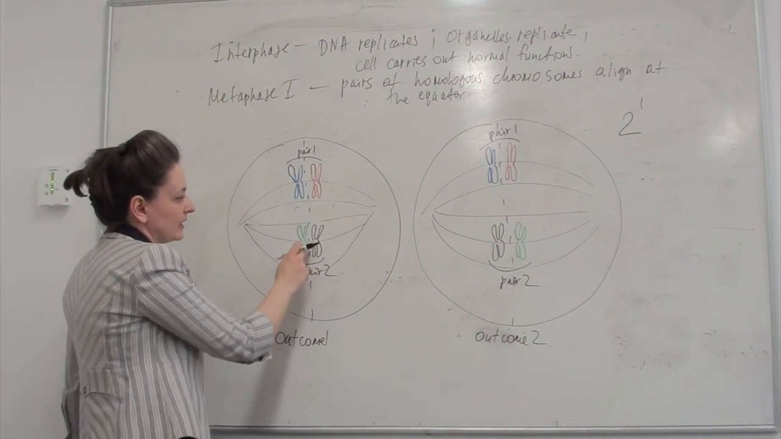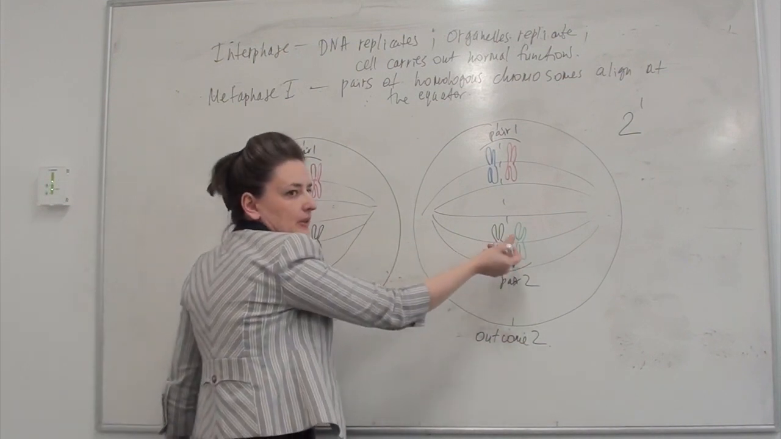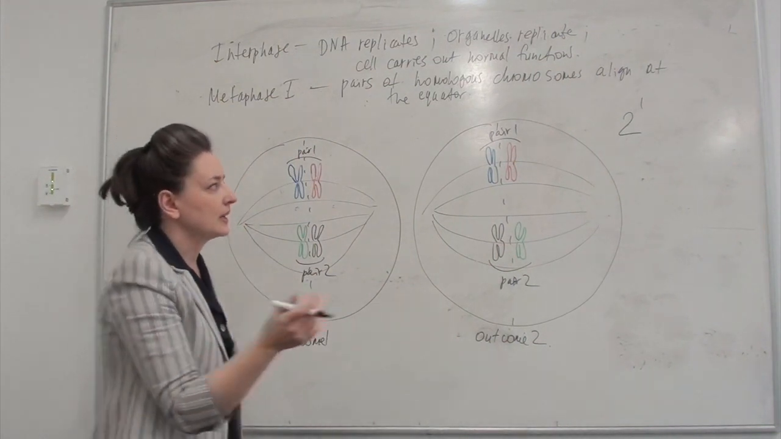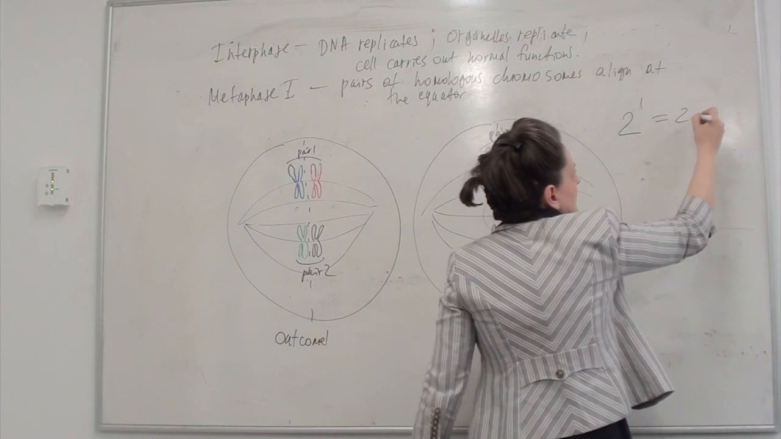Green and black. So I can have it in that position, or I can flip it in the second position. So a single pair of chromosomes, you can have two possible outcomes.